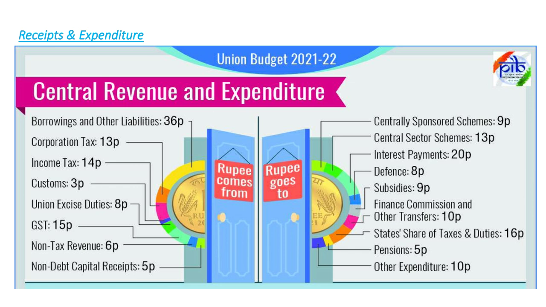So here I want to make you clear about the central sector schemes and the central sponsored schemes. Central sector schemes are those schemes that are financed 100% by the central government, while central sponsored schemes are those schemes that are financed by both the central and state government in a shared manner. For example, it may be a ratio of 90-10, 75-25, 80-20, etc.